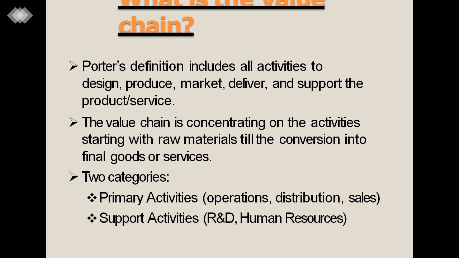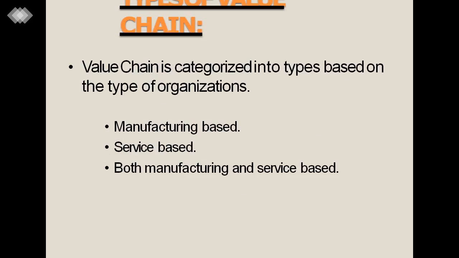Primary activities include operations, distribution, and sales. Support activities include research and development, which is R&D, and HR, that is human resources. In our upcoming slides, we will learn about some activities related to the value chain. Now, types of value chain. The value chain is categorized by the type of organization, like manufacturing based, service based, and companies that are both manufacturing and service based.